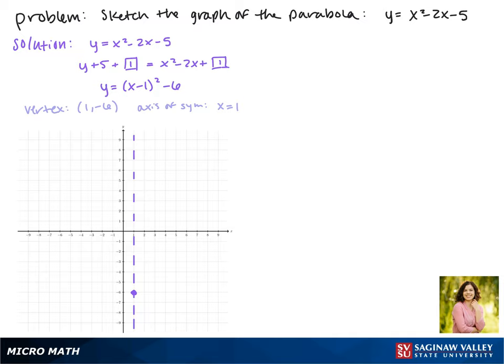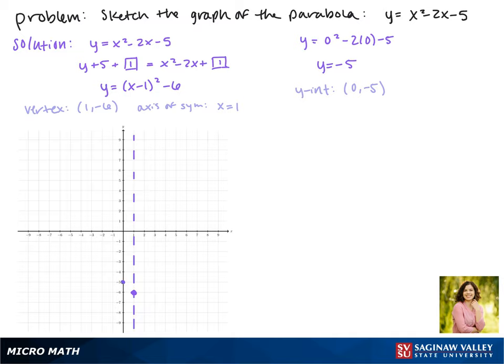The next thing we can find is the y-intercept. To do that, we will plug in a 0 for x. So we get 0 squared minus 2 times 0 minus 5. We end up with y equals negative 5. So our y-intercept is the point (0, negative 5).